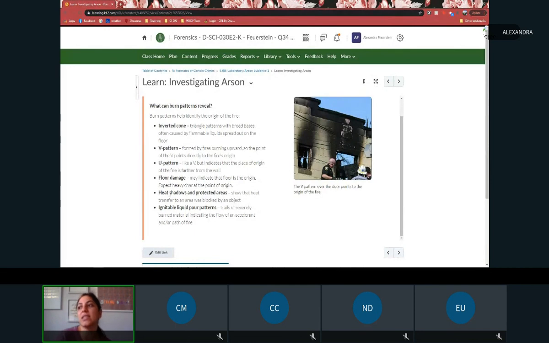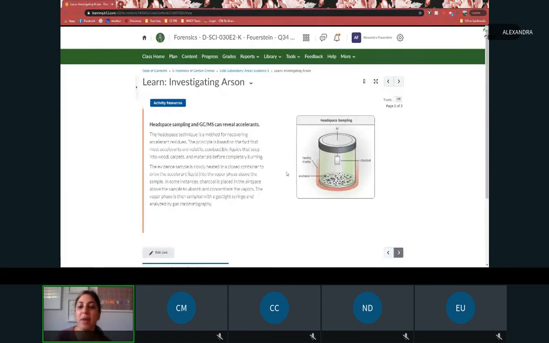That means that there was some sort of block from that heat transfer to an area. There was a block between that and left a shadow. And then we also have ignitable liquid pour patterns. So several trails of severely burned material indicating the flow of an accelerant and or path. So this is just some background information because we're going to start to look at some of these patterns. We also know that there is this sample.